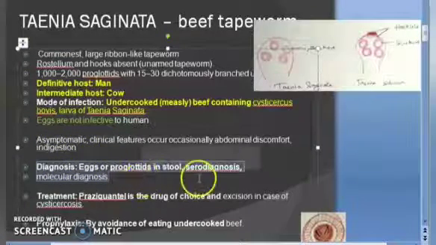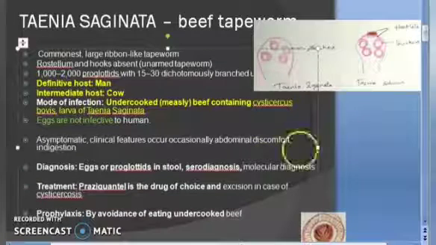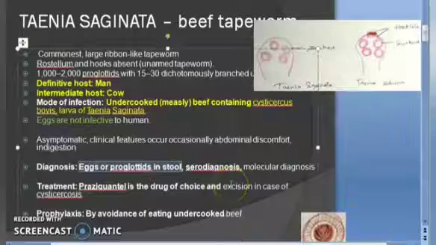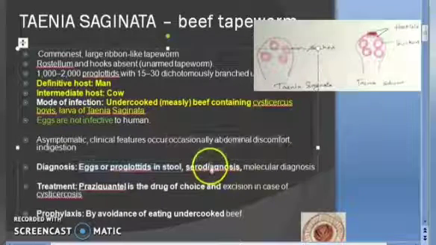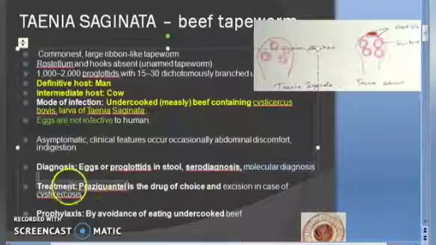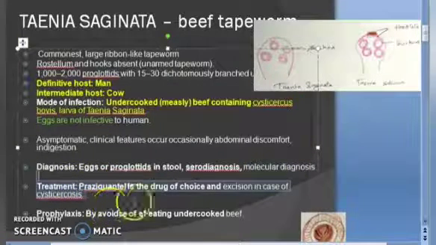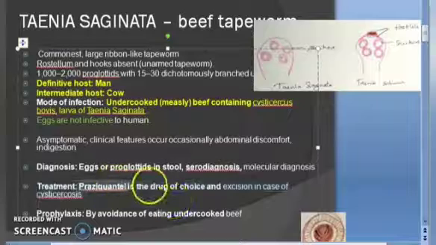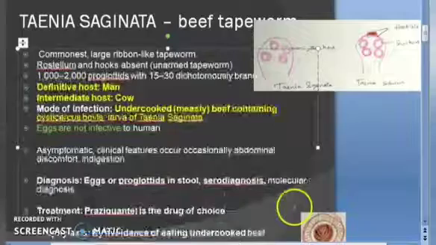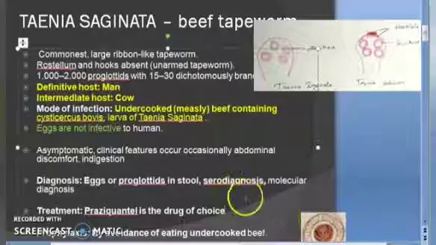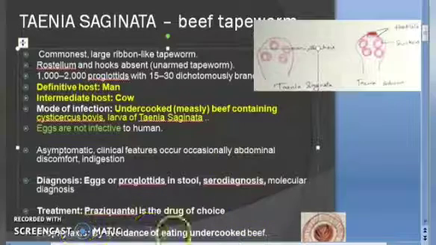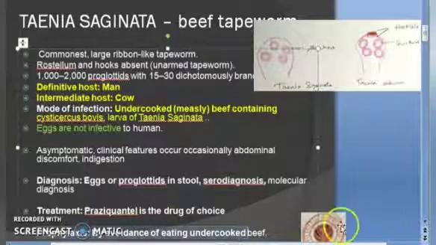So how will you diagnose any issue with Taenia saginata or Taenia solium? You will detect the eggs or the proglottids in the stool. You will do serodiagnosis, that is serology. You will do molecular diagnosis. We'll come to the details. Treatment is praziquantel. Praziquantel is the drug of choice. In cysticercosis, excision is the choice. But cysticercosis is not caused by Taenia saginata, so they should not put it here. Praziquantel is the drug of choice. Prophylaxis: don't eat undercooked beef.